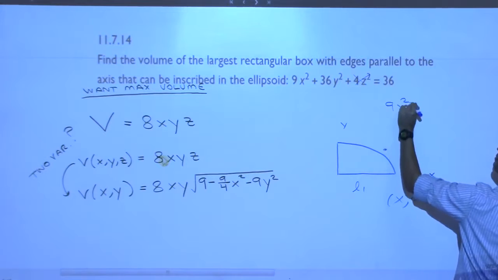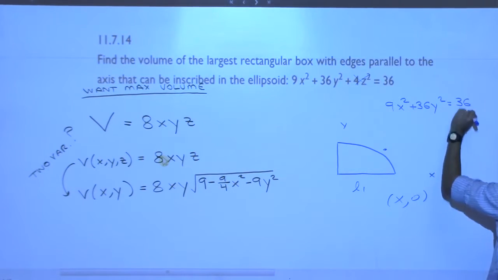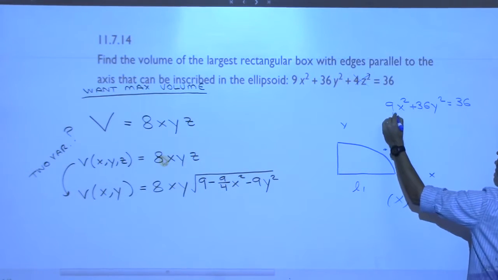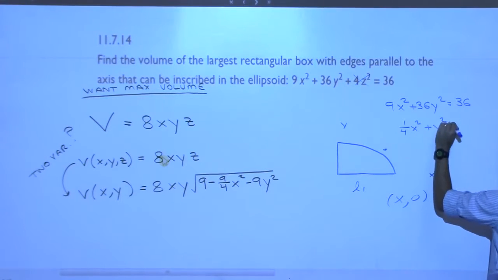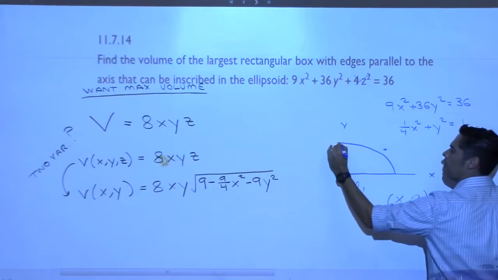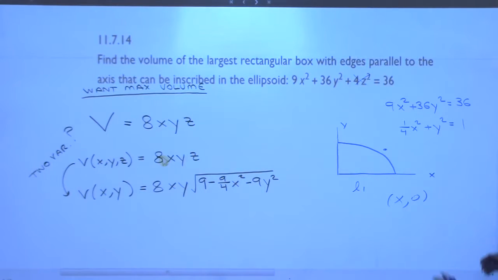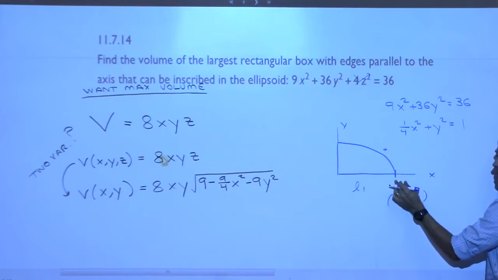Okay, so let's look at that. 9x squared plus 36y squared equals 36. I'll divide everything through by 36. 9 divided by 36 is 1/4, plus y squared equals 1. Now that is definitely an ellipsoid. What is this value right here? What's the biggest it can be? Is it the square root of 4?